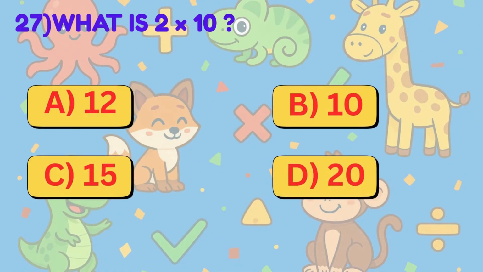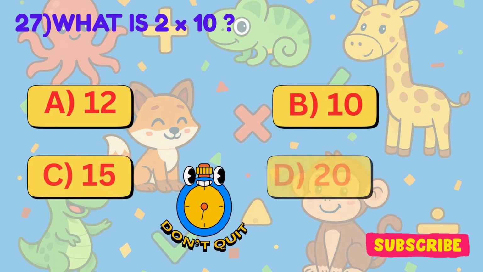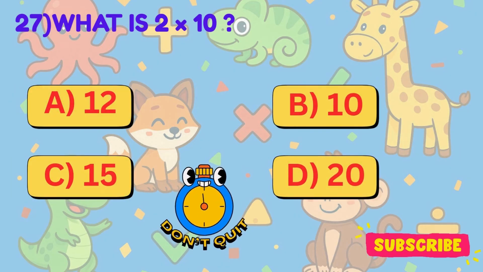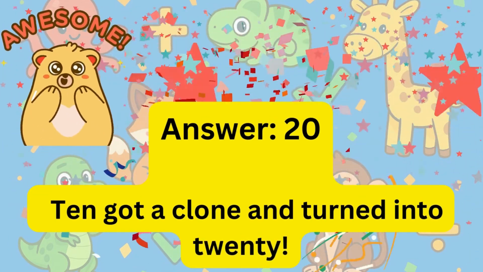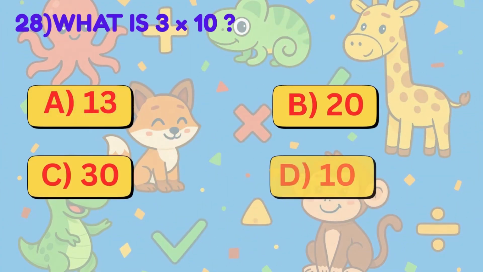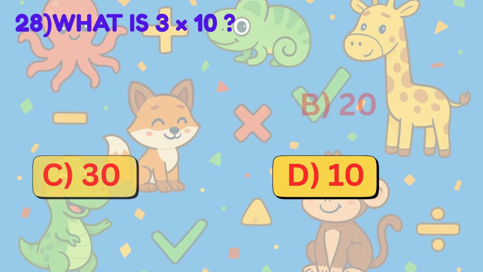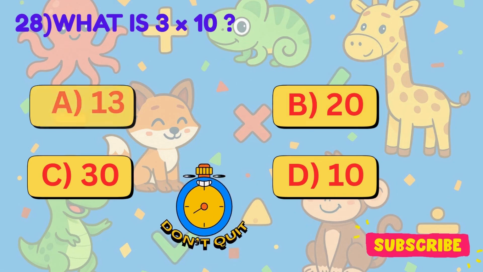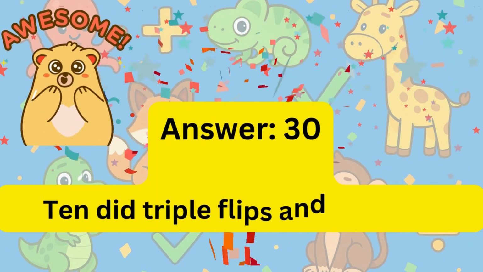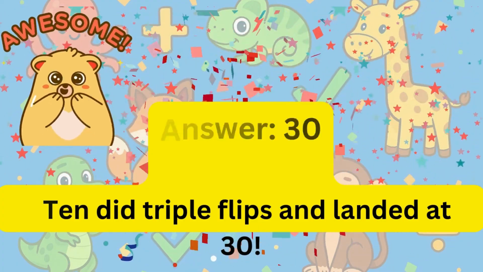27. What is 2 times 10, is it? A, 12, B, 10, C, 15, or D, 20? Correct answer is 20. 10 got a clone and turned into 20. 28. What is 3 times 10? Is it A, 13, B, 20, C, 30, or D, 10? Correct answer is 30. 10 did triple flips and landed at 30.